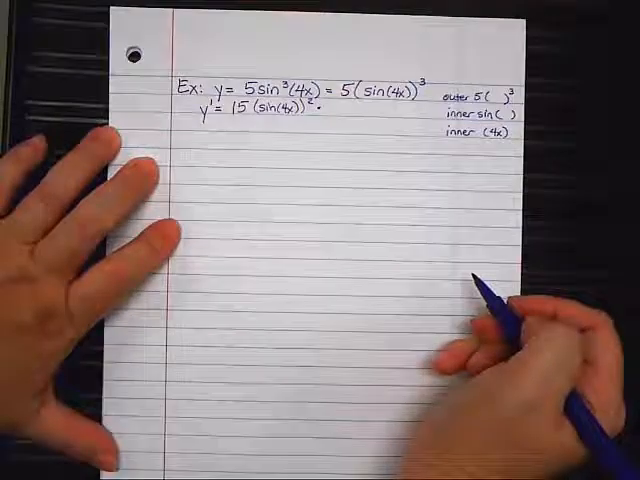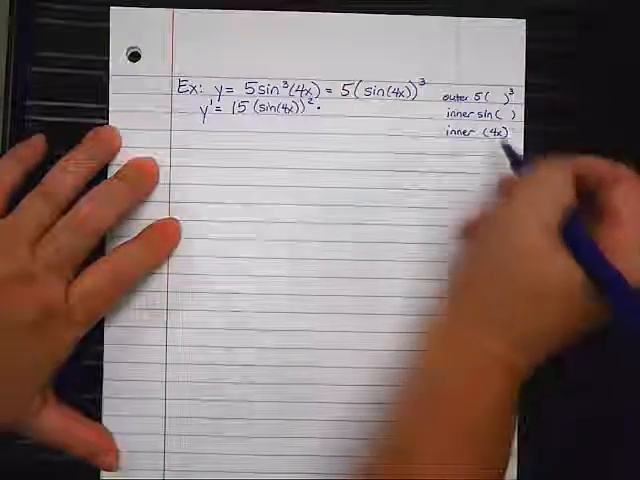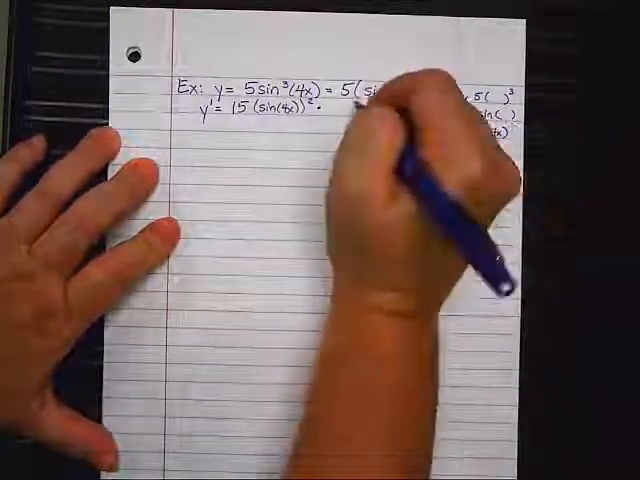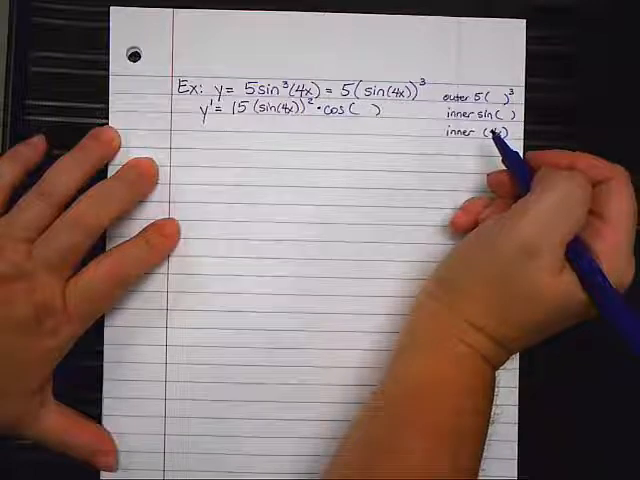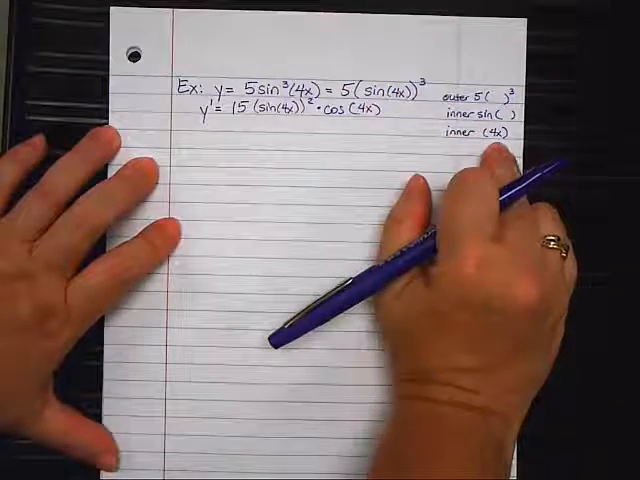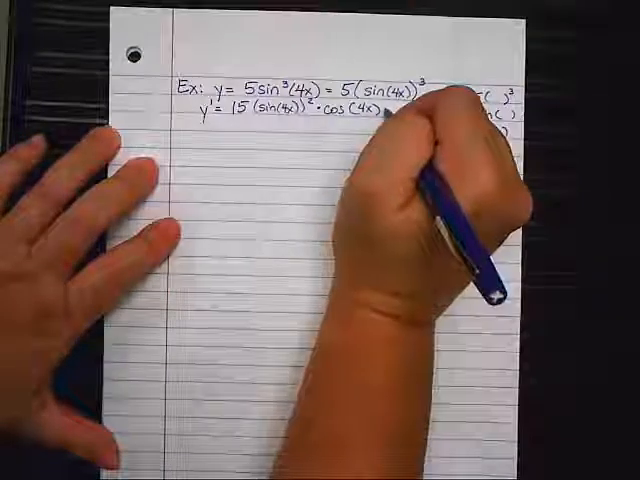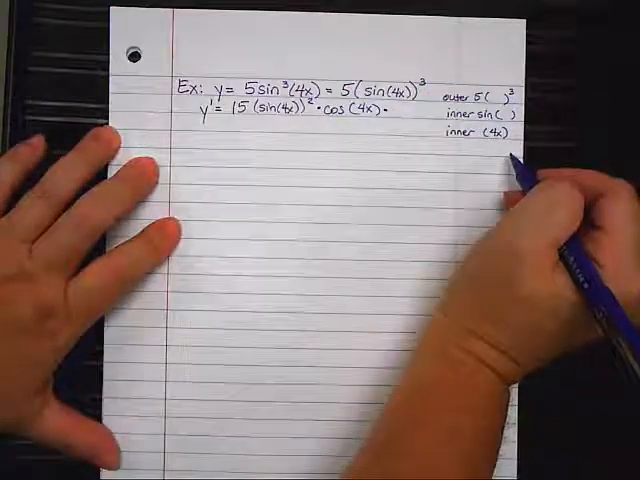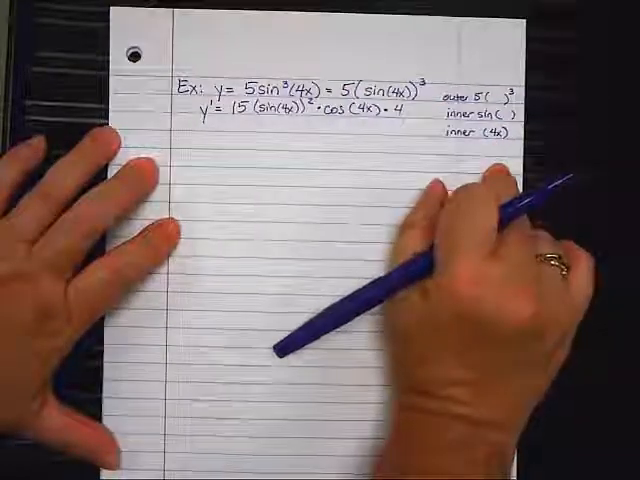times. Now we do the derivative of the first inner layer. Derivative of sine of something is cosine of something. And what goes in here? Just the 4x, because the 4x is the only thing I have not taken the derivative of yet. Now times the derivative of the last layer. And since there's nothing left after that, you're done.